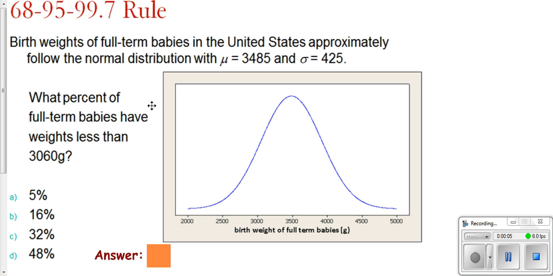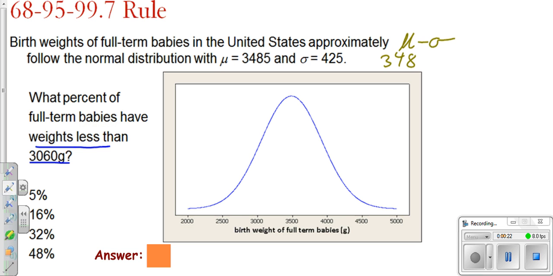Okay, we're looking at this and we're trying to figure out what's going to be less than 3060. Well, you need to realize that when you take your mean in this case minus your standard deviation, you get that number that we're looking for, 3060. So 3060 is approximately right in here. So we want to make sure that we are looking at what's to the left of that.